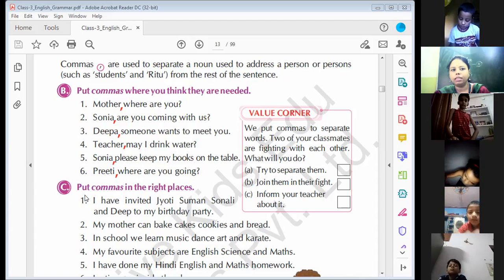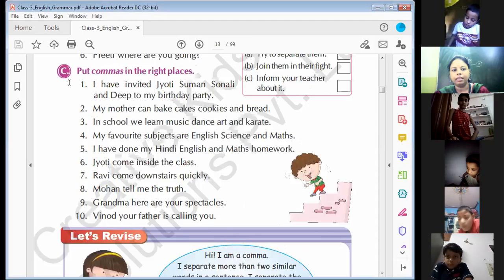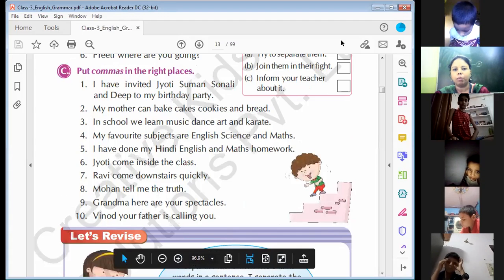I hope you all have done this exercise. This is a very easy exercise. Move to the next one. Exercise C. Put commas in the right place. Again, we have to put commas here in the right place.